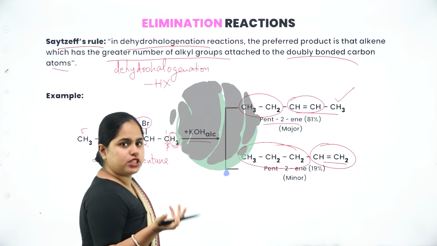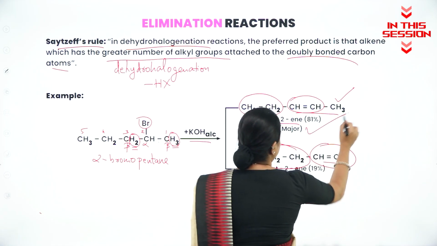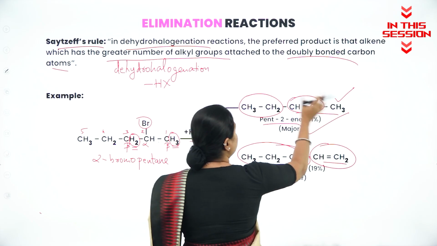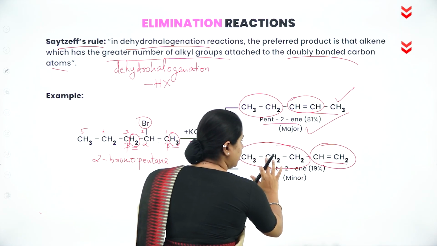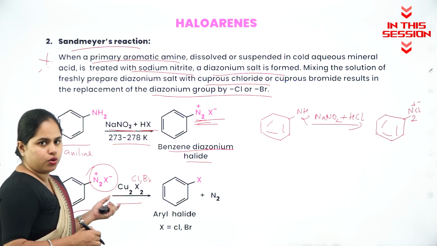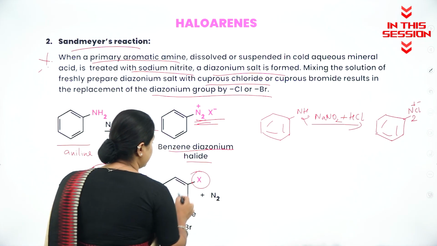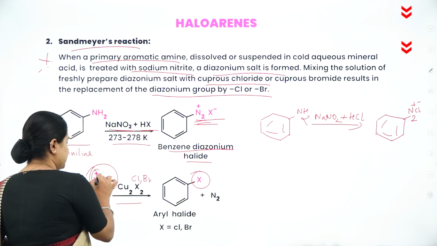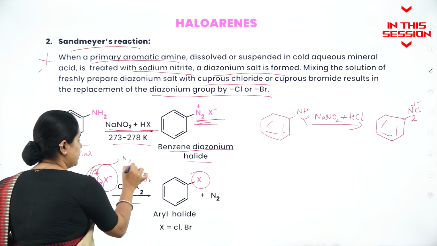According to Saytzeff's rule, which will be the major product? Of course, this will be the major product because two alkyl groups you are getting here. Here only one alkyl group you are getting. The diazonium part will be substituted by the halogen, and N2 you can see will be removed as nitrogen gas.